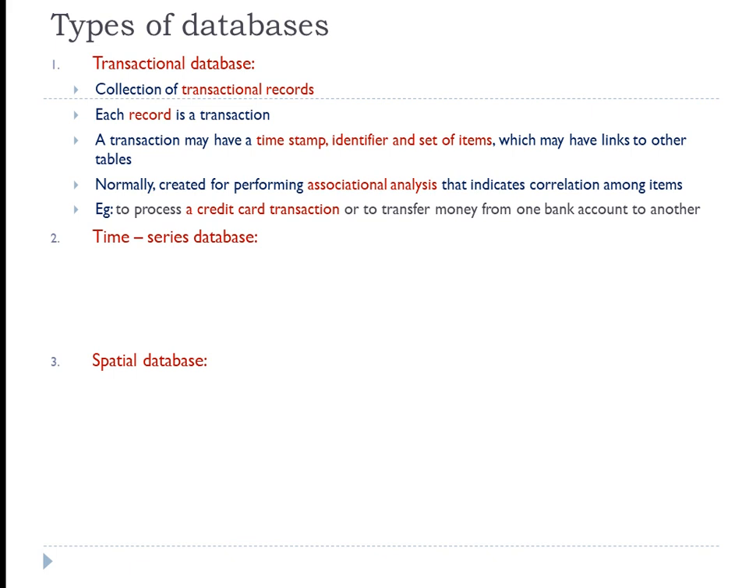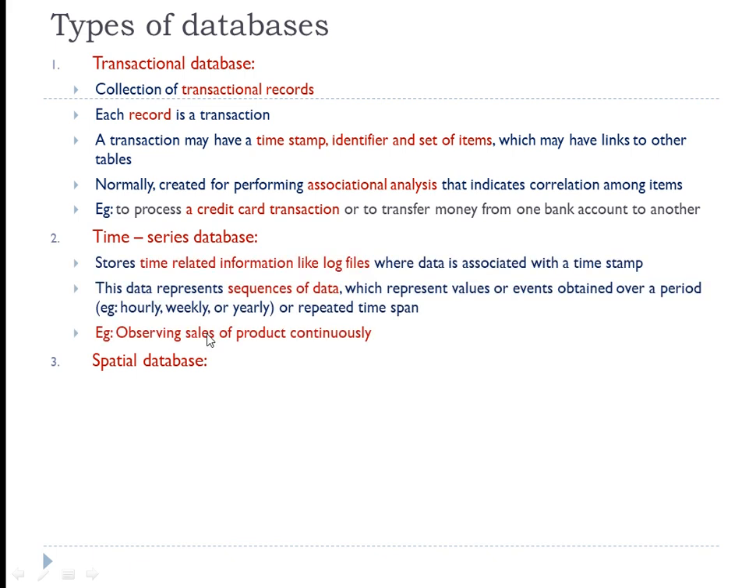Okay, so each record you can say is a transaction. Now what kind of transaction? It may have a timestamp, it may have an identifier, a set of items which may have links to other tables. One very easy way to understand a transactional database is a credit card transaction, or if you're transferring money from one bank to another. That's a very good example of a transactional database, where each record or each row will represent a transaction which will have association with timestamps or identifier or set of items.